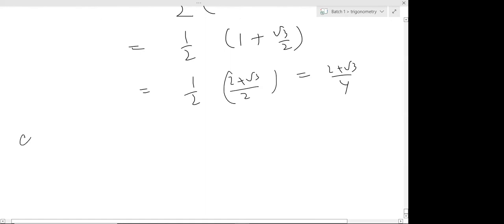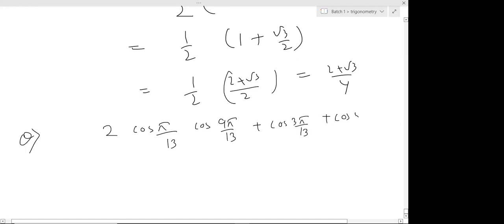Next question, and take your time with this question. But please try to solve. 2 cos pi by 13 into cos 9 pi by 13 plus cos 3 pi by 13 plus cos 5 pi by 13 is equals to 0. You have to prove this. Yes, sir. All right. Do you guys need a hint? Sir, we'll try. All right.